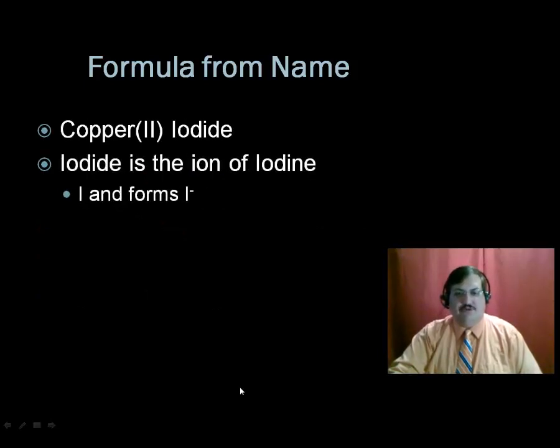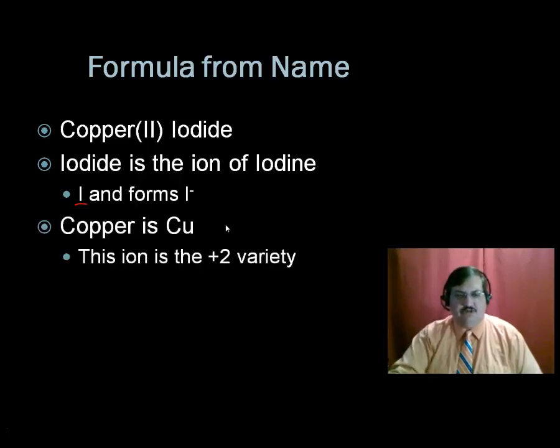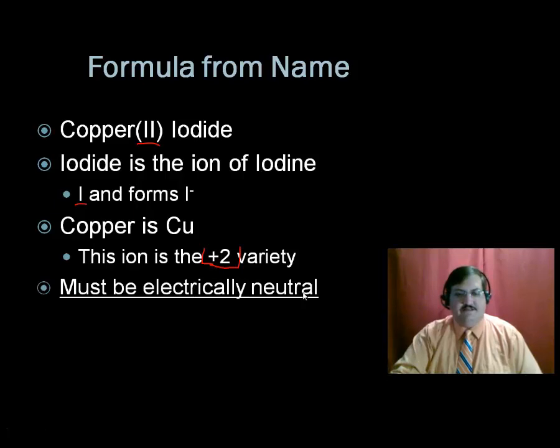For copper 2 iodide, we're going to take the anion first. We know that symbol is going to be I. It forms a -1 charge. Then we go with copper, that's going to be Cu for its abbreviation. And this we know is going to be the +2 variety of copper. Copper can form more than one type of cation, but because we see the Roman numeral 2 here, we know that's going to be the +2 variety. We must make these electrically neutral. We have a +2 and a -1. We need two of the -1s to equal the +2. So we get CuI2.